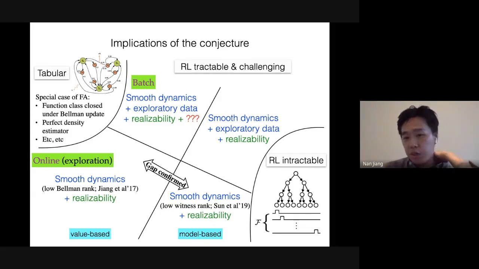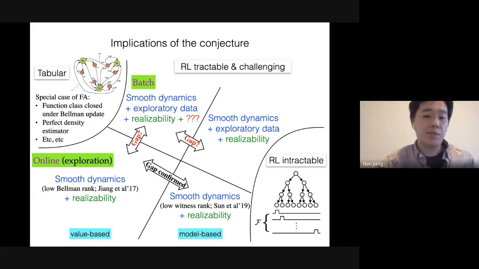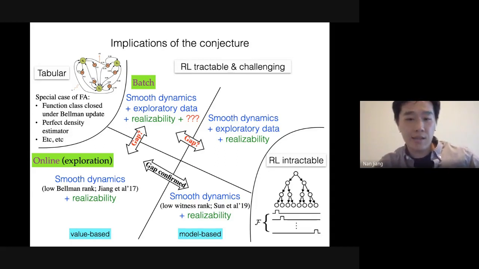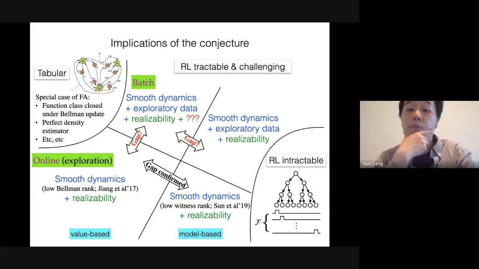So if you look at these quadrants, you can start to make comparisons between different modes of RL and draw interesting implications. For example, if the batch learning setting really requires much more than just realizability, then at least in some cases, we can say that the online exploration setting may be easier than the batch learning setting because, for example, in these low rank MDP settings, we know that you can achieve polynomial sample complexity in the online exploration setting with just the realizability alone.